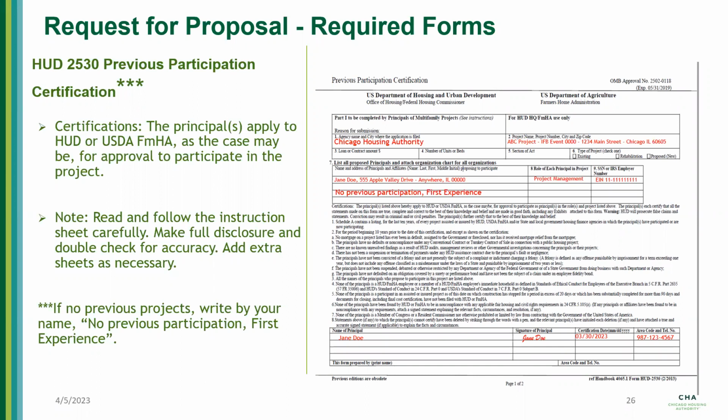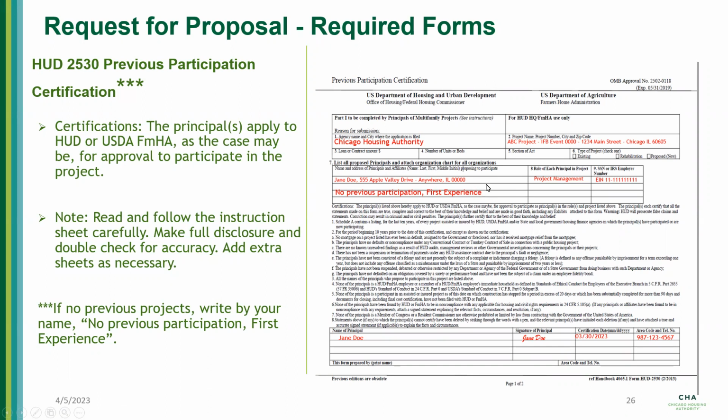So you have to read all the instructions, make full disclosure, and double check for accuracy, and add extra sheets if you need, okay? If you don't have any previous participations, in number 7 you will list no previous participations for your first experience, okay?